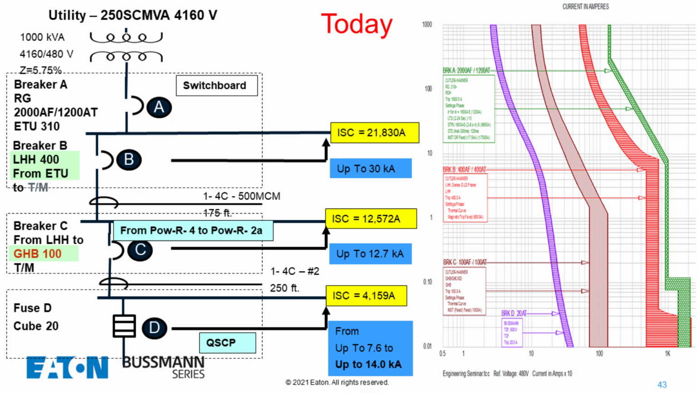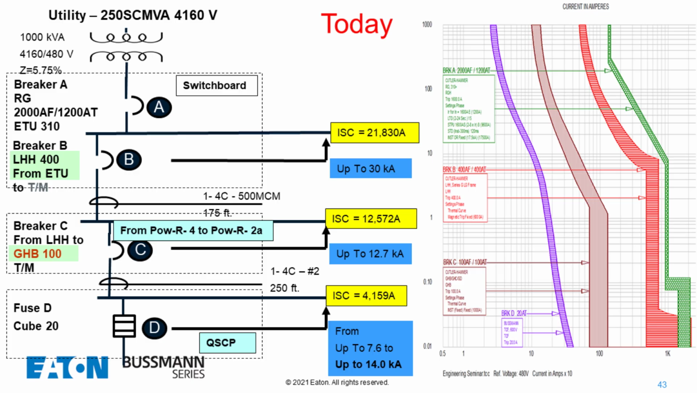All right, and so in this case here, all we did was use the QSCP panel, main lug only, and used fuses. And over to the right is our time current curve. So the purple line is your 20 amp fuse curve. The brown curve is your 100 amp now.